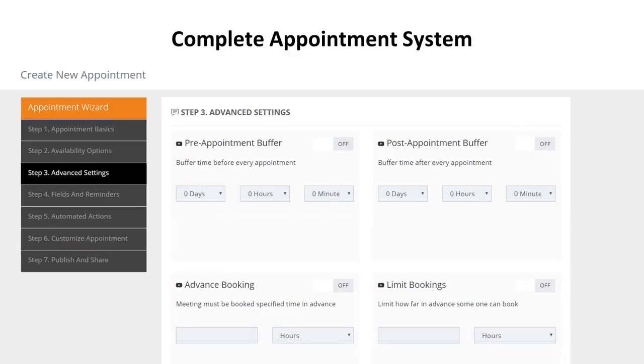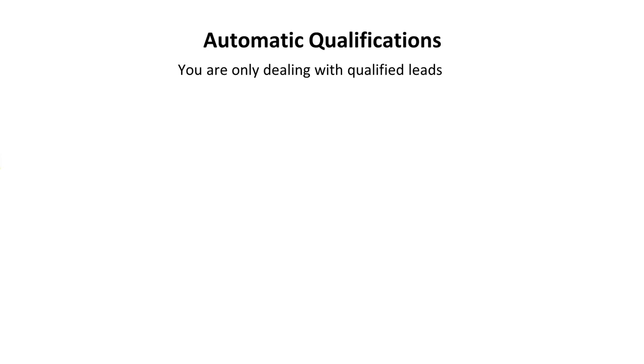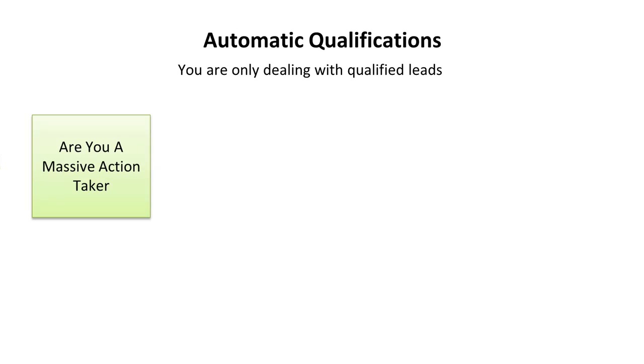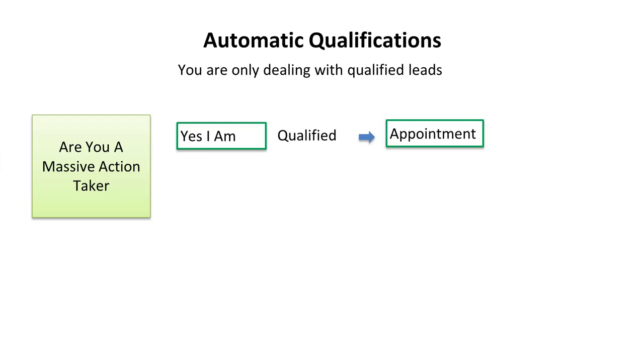But probably one of the most unique features inside the lead conversion system is what we call automatic qualifications. And this is so that you're only dealing with qualified leads. So here's how this works. Let's say on our survey or our application, we ask a question: are you a massive action taker? Okay? So it's a multiple choice question, and all they can do is say yes or no. They can say, yes, I am, or no, I am not. Now, if they say, yes, I am, then we're going to consider that person qualified. That's somebody that we actually want to work with. And if they're qualified, let's go ahead and send them to one of our appointments. Now, that appointment can then be assigned to a staff member.